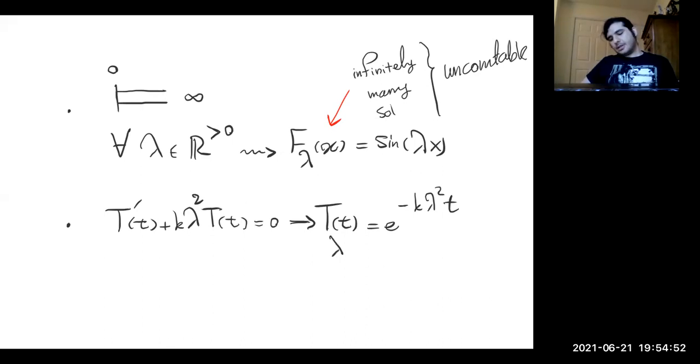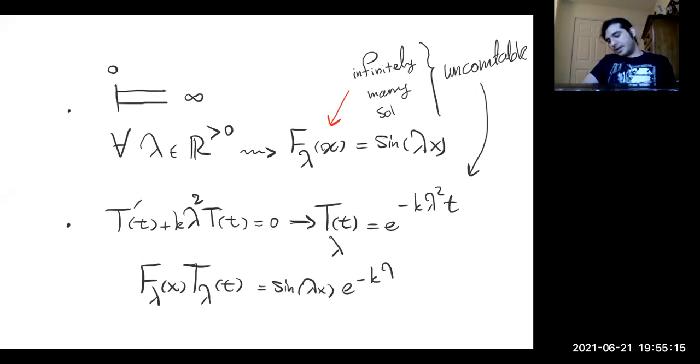So I would just write lambda here. Any lambda gives us one T lambda. So there are uncountably many of these functions T lambda. If we multiply them, F lambda of x times T lambda of t, we would get sine of lambda x e to the minus k lambda squared t. We would get one solution for u. Remember, we were assuming we can write that u like this. This thing satisfies the equation we had for u.